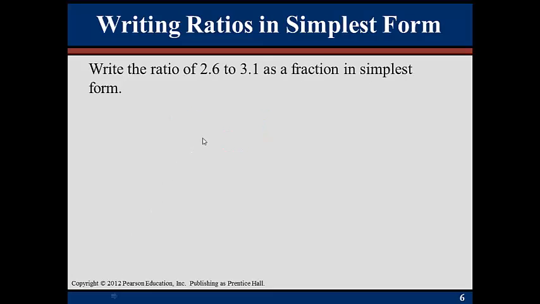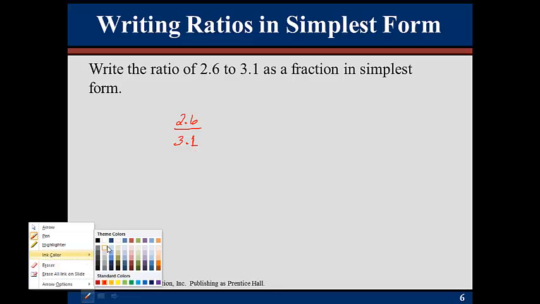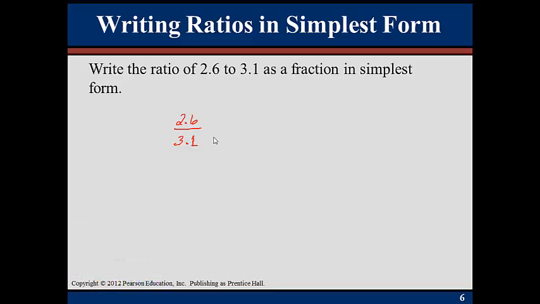Write the ratio of 2.6 to 3.1 as a fraction in simplest form. Well, again, the first number we have is 2.6. And the second number we have is 3.1. Okay, now because this fraction contains decimals, we must simplify the ratio as a ratio of whole numbers. So 2.6 must be written as a whole number, and 3.1 must be written as a whole number. Notice that they both contain only one decimal place.